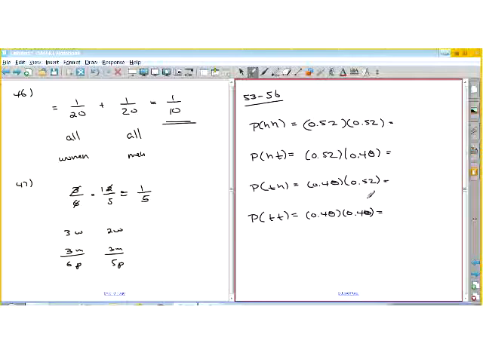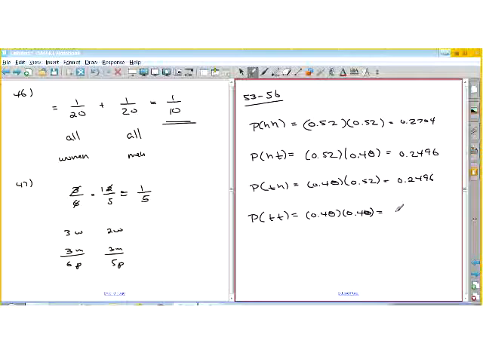And so let's go ahead and get the numbers here. 0.52 times 0.52 is 0.2704. 0.52 times 0.48, and that's what you'll get for both of these because they're just a different order of multiplication. And then the final is 0.48 times 0.48.